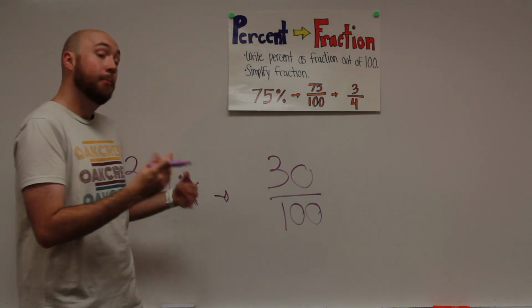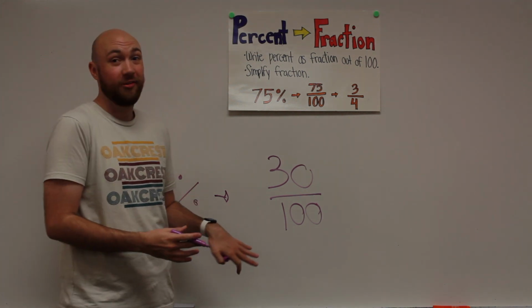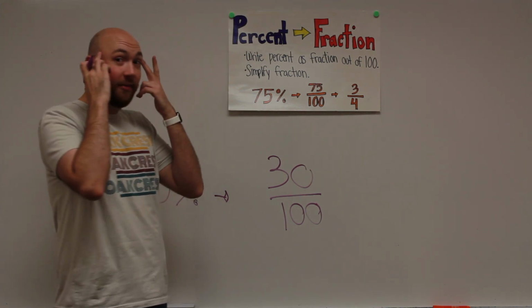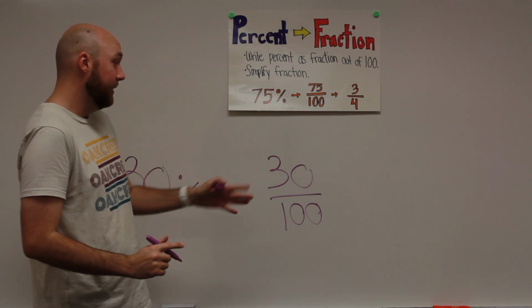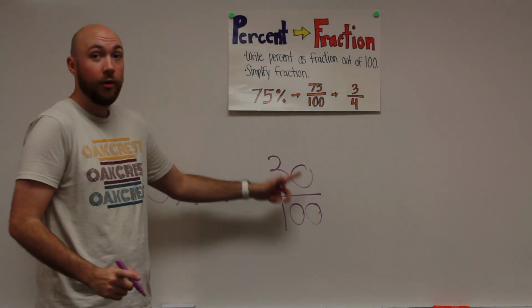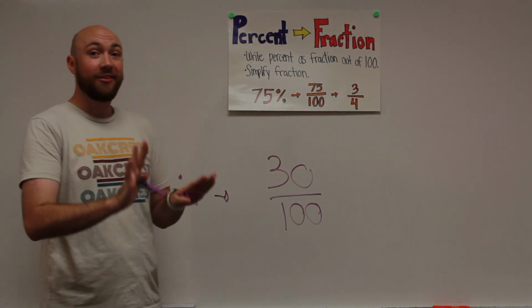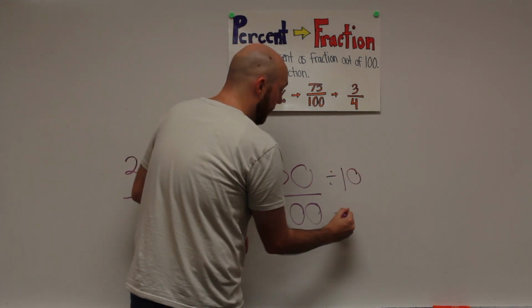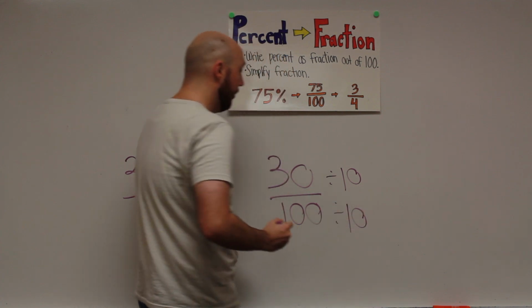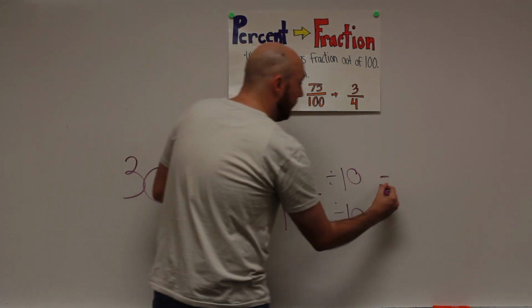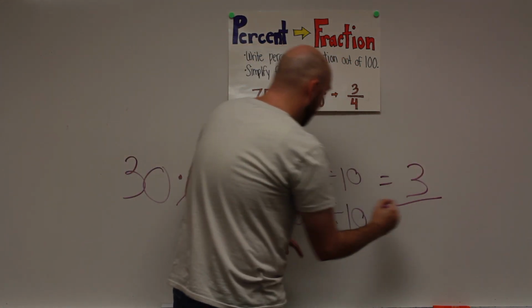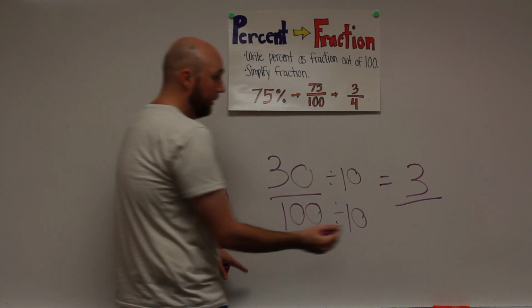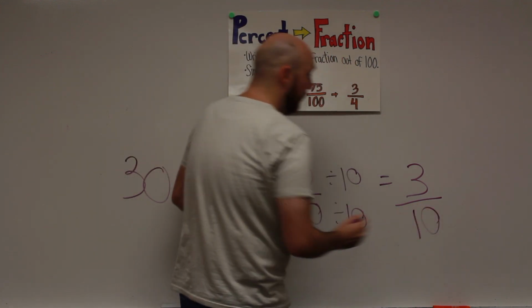But again, we must simplify our fractions, okay? Knowing my tips from that last simplifying video, these both end in 0. So I know the number 10 goes into both of these. I'm going to divide both of them by 10. 30 divided by 10 would be 3, and 100 divided by 10 is 10, right?